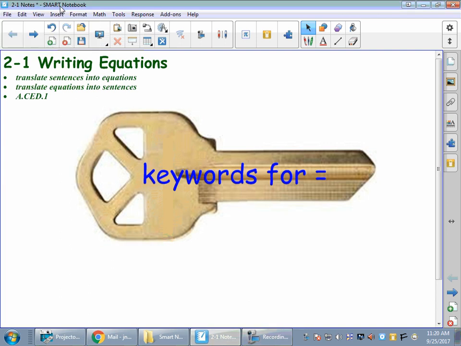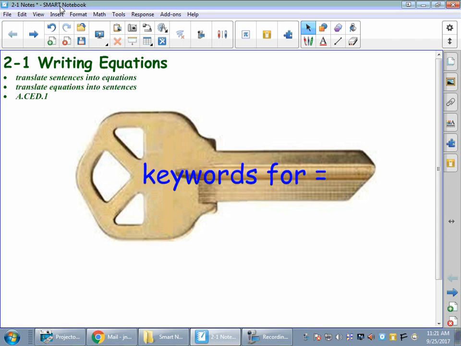These are your 2-1 notes on writing equations. Today, our key objectives are to take a verbal sentence and put it into a symbolic algebraic equation, and then also take those symbols in that equation and translate it back into words in a sentence form.